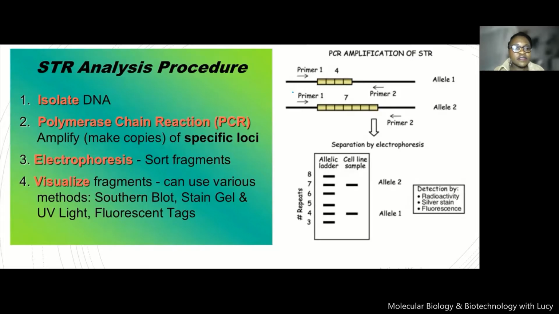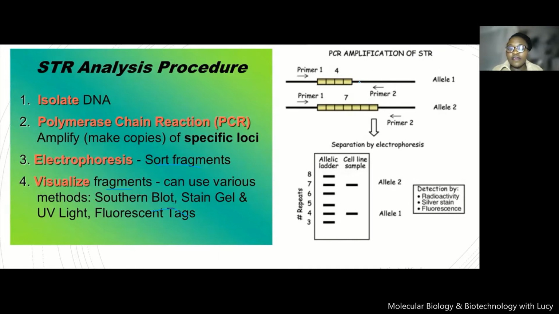So the STR analysis procedure: usually you will isolate your DNA as always, and then you're going to perform what you call PCR to amplify the specific loci. And then we are going to also do electrophoresis, like we did in the previous profiling. And then of course, once you do electrophoresis, you will do visualization. You can use stains, so it is chromogenic, or you use fluorescent tags, so you use fluoroscopy, etc., as a method of visualization.